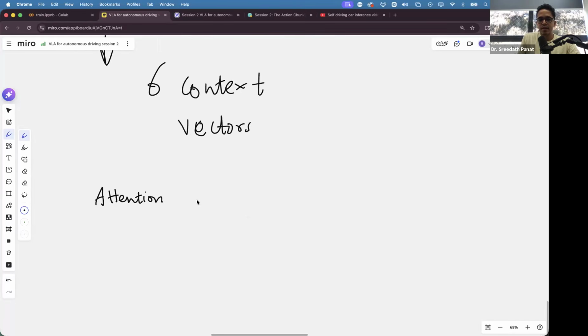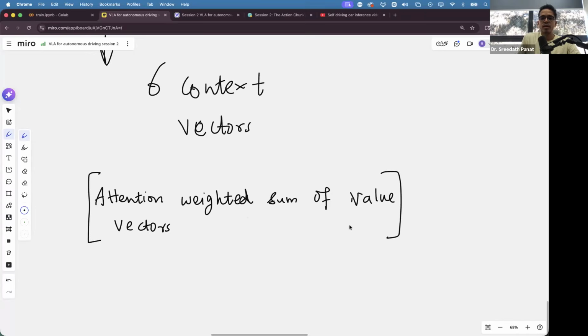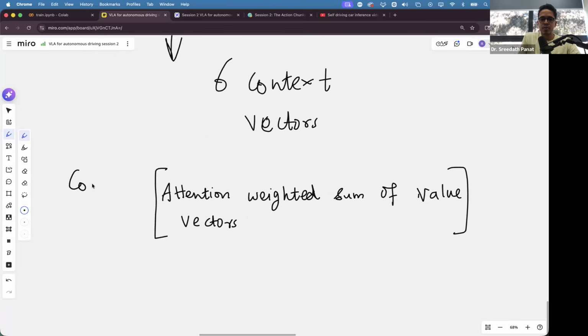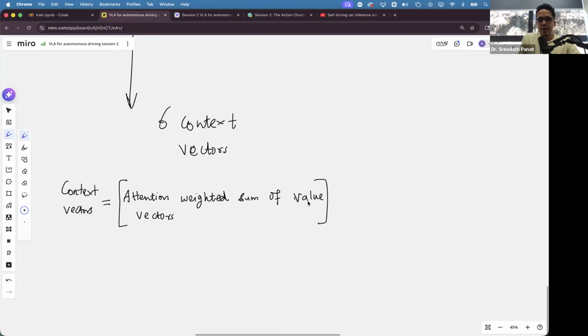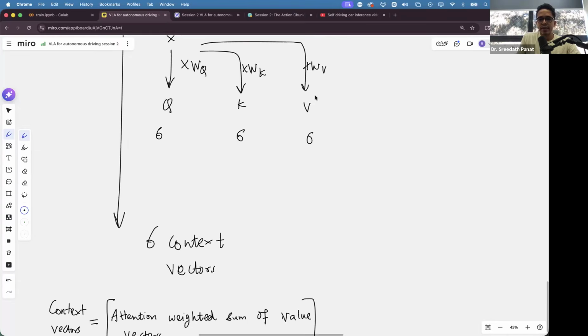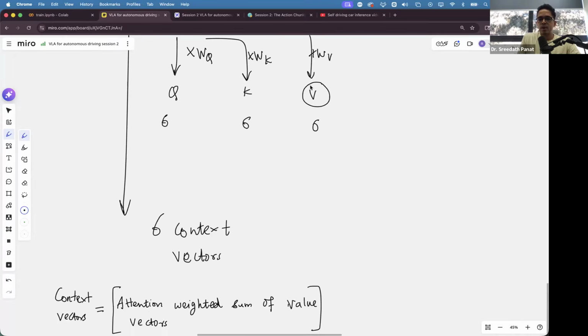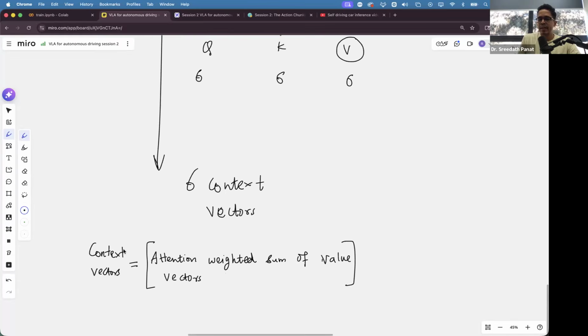attention weighted sum of value vectors. In simple terms, this is what the final context vector is. And I will show you how this comes mathematically. So basically, at the end of the day, you are doing some sort of weighted sum or weighted average of value vectors to produce context vectors.